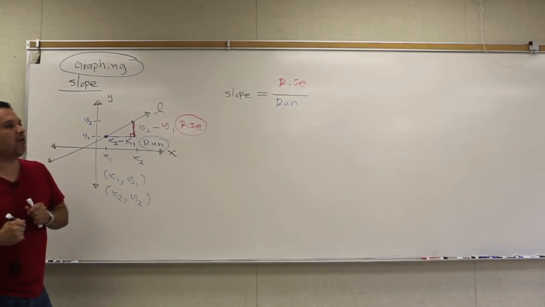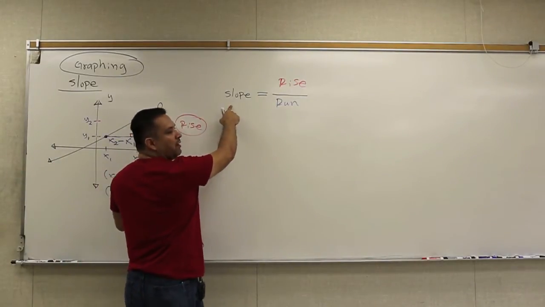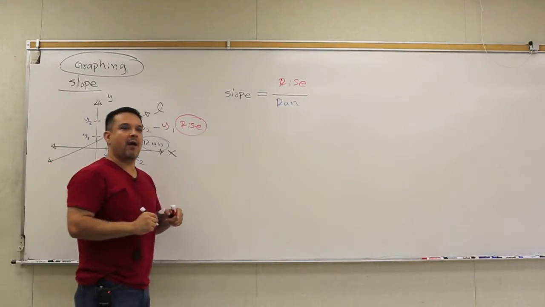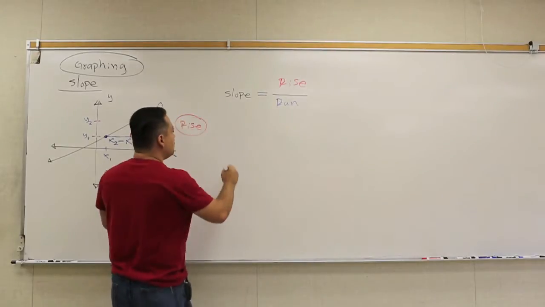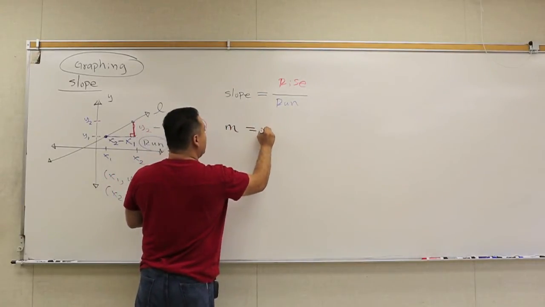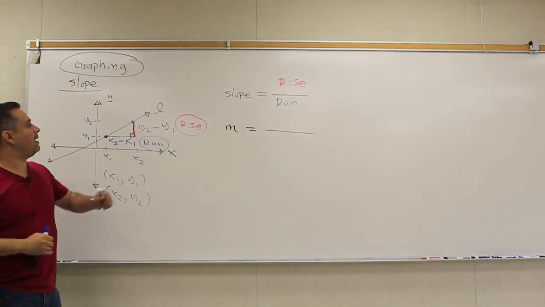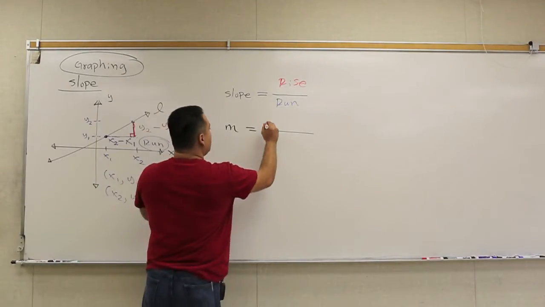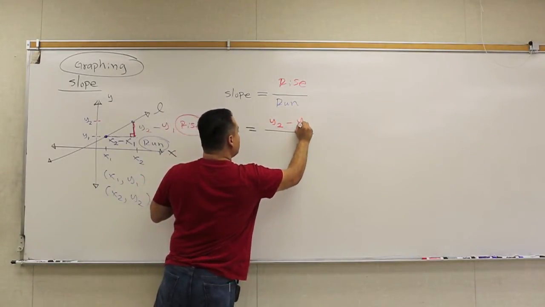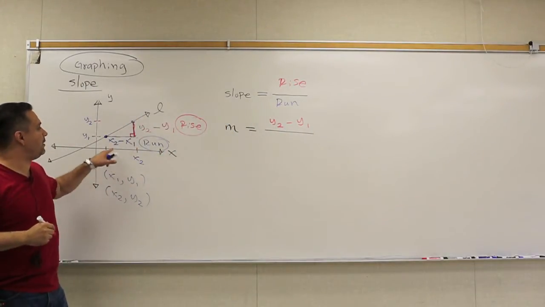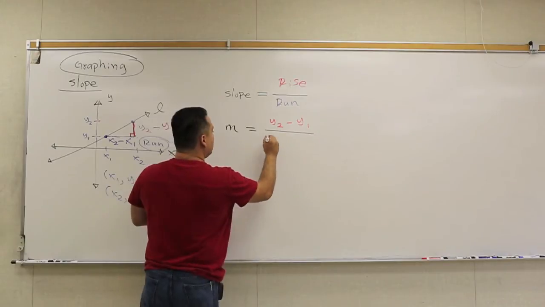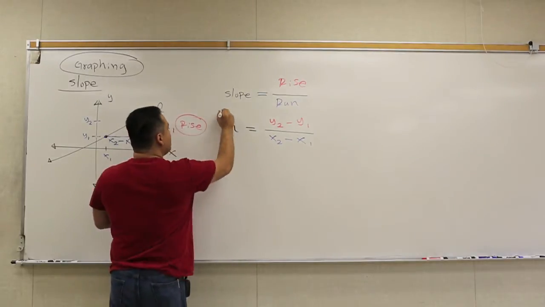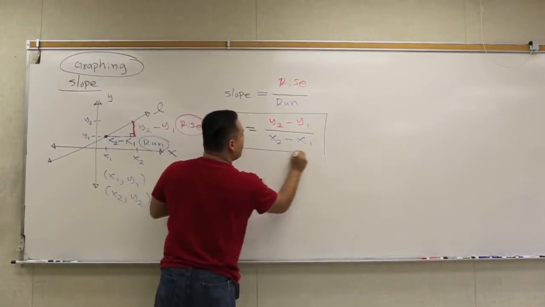So I want to put some details here. What letter do we use to represent the slope? Do you guys know? We're going to use the letter M. M represents the slope. So M here is going to be, how do we measure rise again? Y2 minus Y1. Y2 minus Y1 over, how do you measure the run again? X2 minus what? X1. Okay, this is what we call the slope formula.